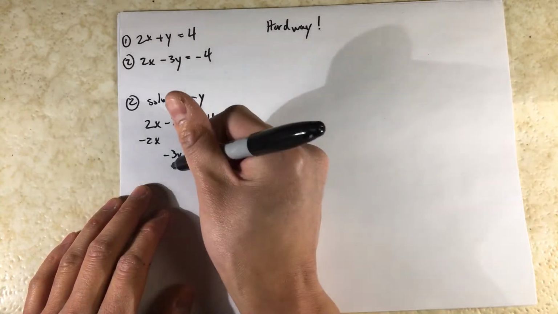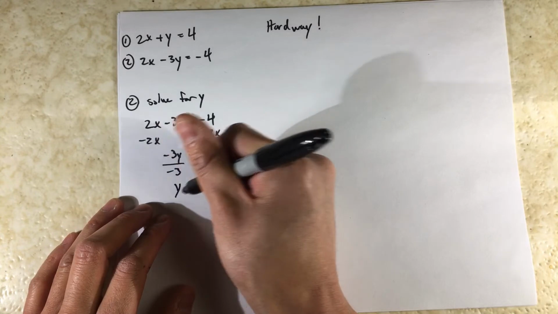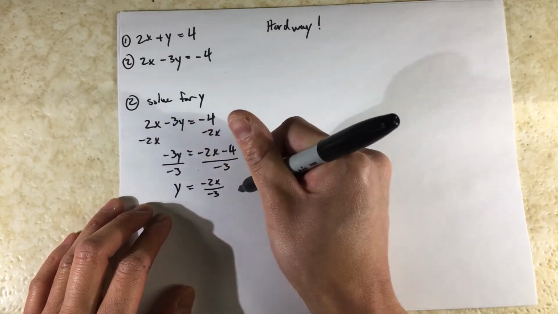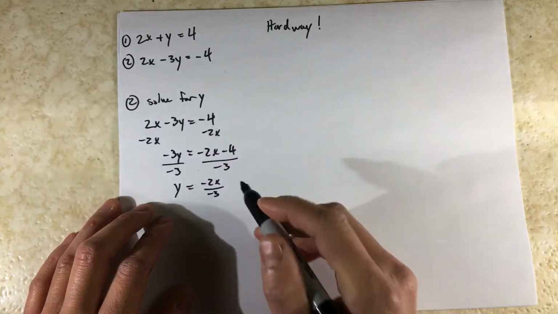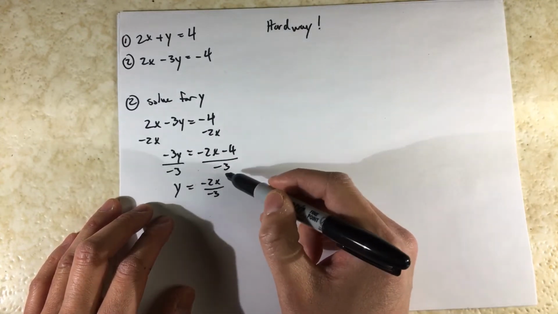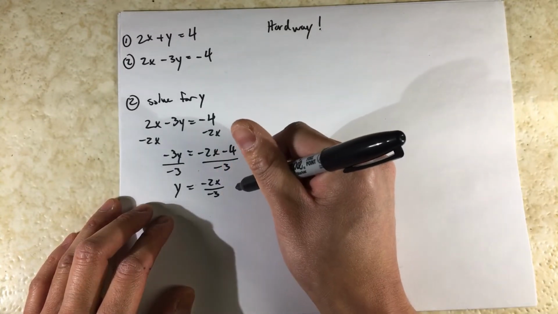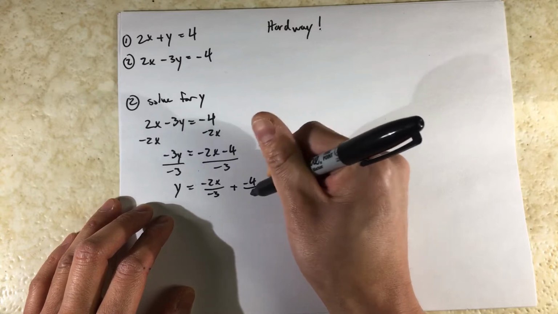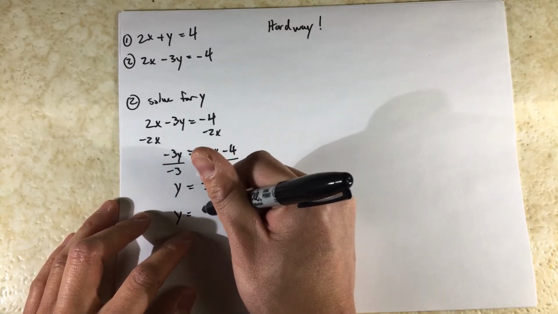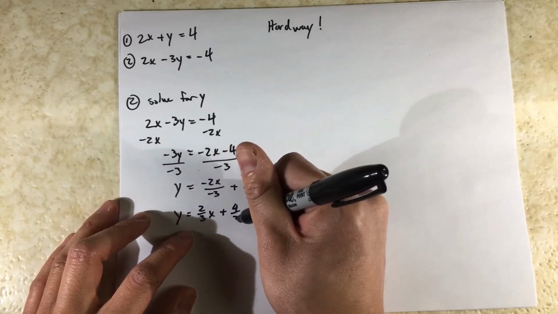And then what I'm going to do is divide both sides by negative 3. Okay, so I get y is equal to negative 2x over negative 3. If you have this many terms in the numerator, you can divide each term in the numerator by the denominator. So that's what I'm going to do. Negative 2x over negative 3 plus negative 4 over negative 3. And I get y is equal to 2/3 x plus 4/3.